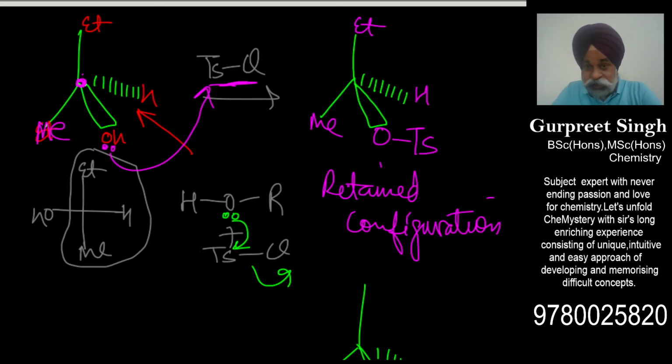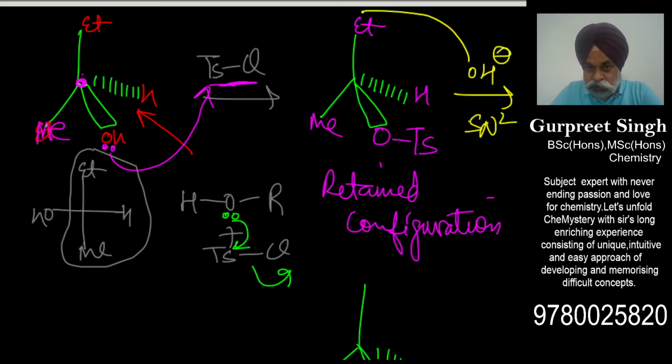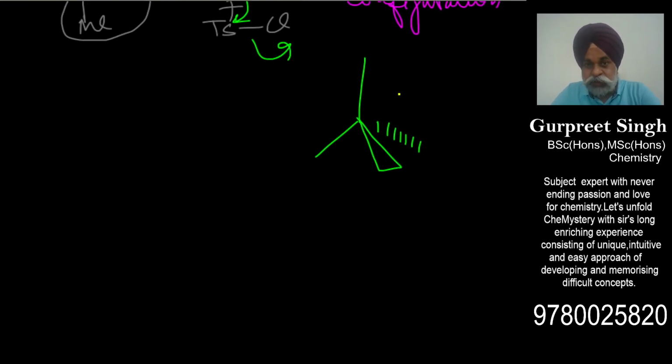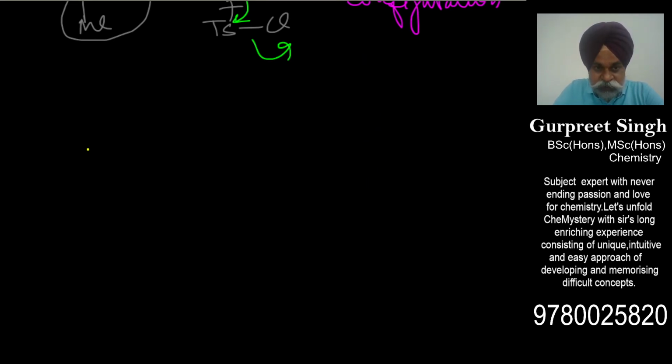Now, what next you have to do? You have to attack it with OH negative. Again the SN2. So OH negative would attack from the rear side, and the group OTs has to go out of the system. So it is exactly the same. Here again you would get the inversion of configuration. So how would this inversion of configuration be shown to you? It is very simple to show, it would be exactly the opposite to what we have started with.